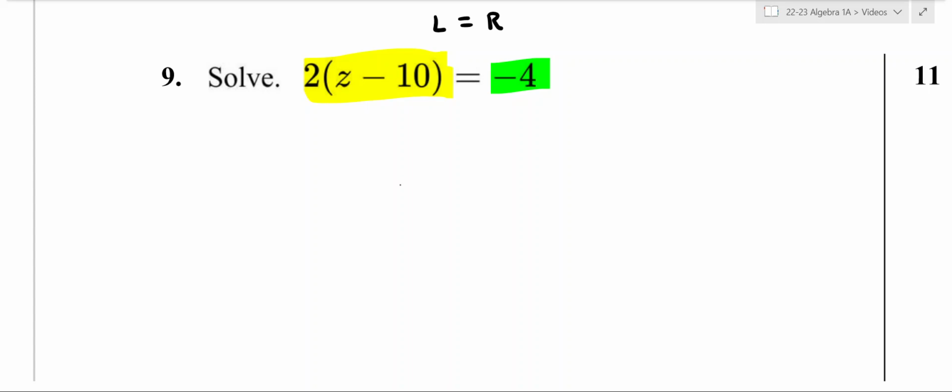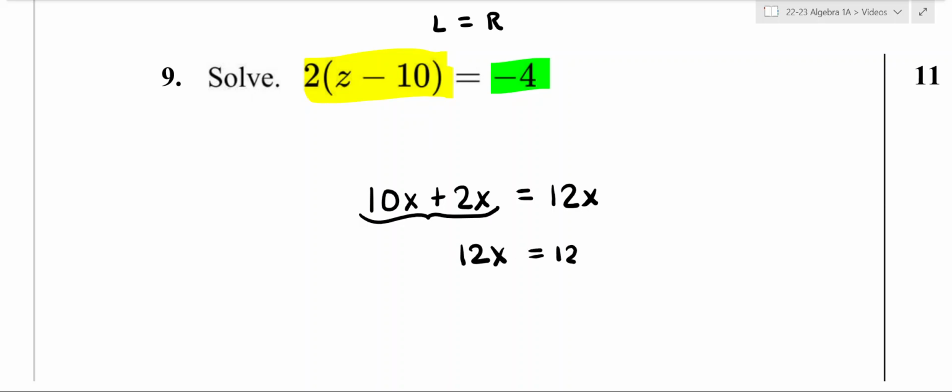Now, that is fine, but I need you to understand something. If I have 10x plus 2x, that's the same thing as me writing 12x. So if I combine these two and I say 12x equals 12x, there's nothing to combine on the other side, because they're equal. So you can combine like terms on the same side.